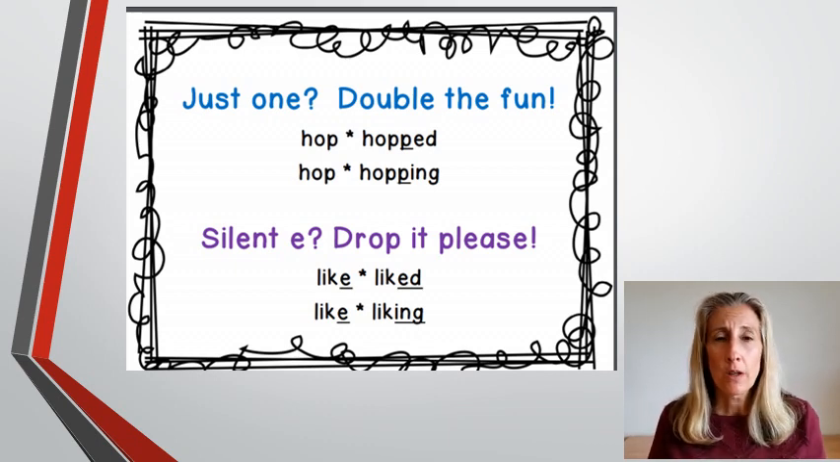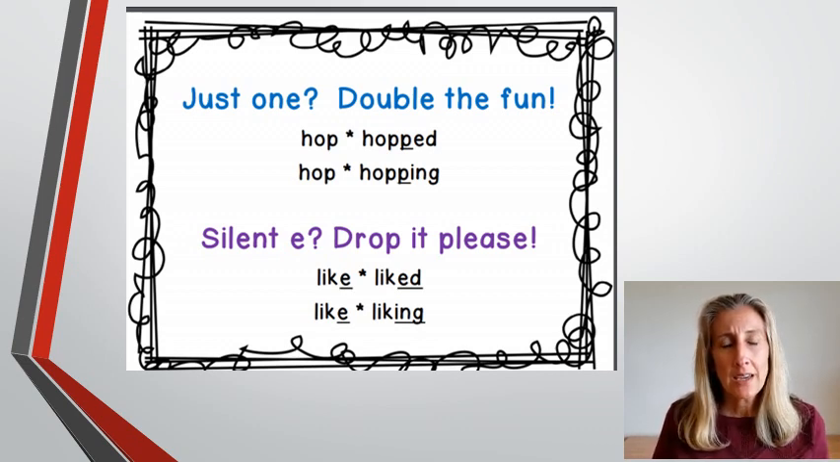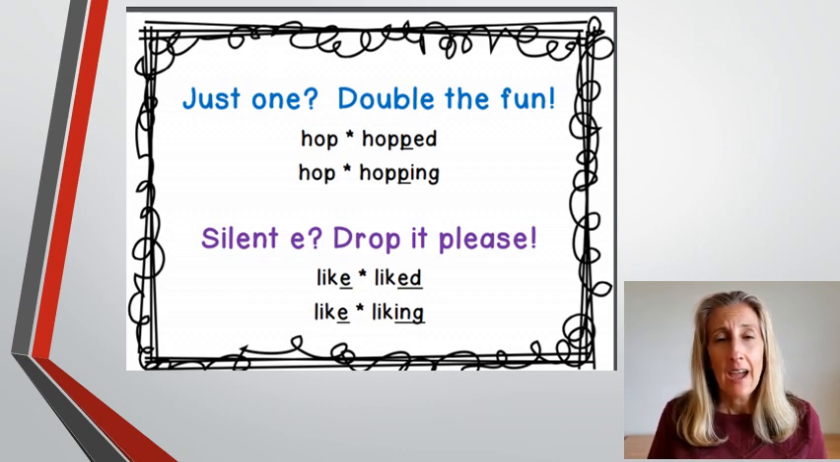There's another rule. If it has a silent E at the end of the word, you drop it, please. So the word like, before we change it to liked, we have to drop that E. Then, if we want to make like, say liking, we have to drop that E before we add that ing.